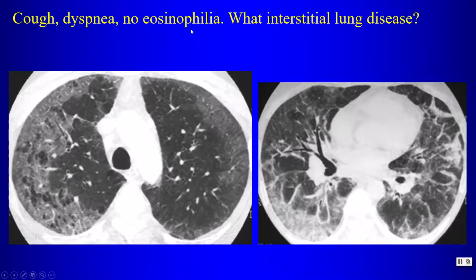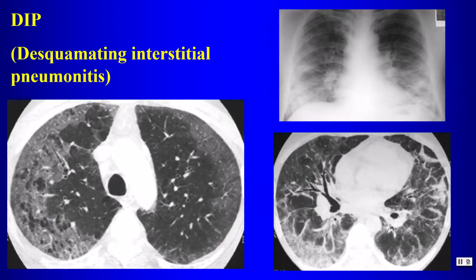If we tell you that this patient has cough, shortness of breath, no eosinophilia, notice that there are peripheral ground glass opacities, also some more lucent areas, some areas of centrilobular emphysema. So this patient is a smoker. So if we have a smoker with a peripheral distribution of ground glass opacities, what interstitial lung disease do we think about here? Well, here we think about desquamative interstitial pneumonitis.